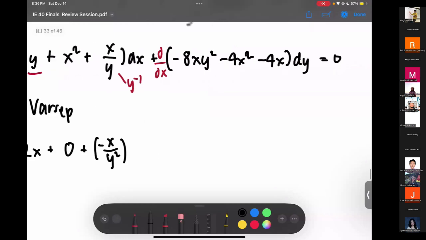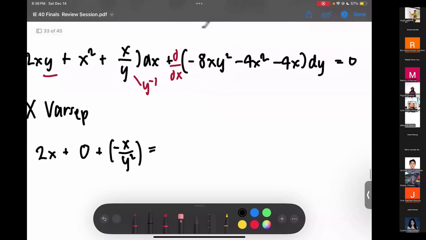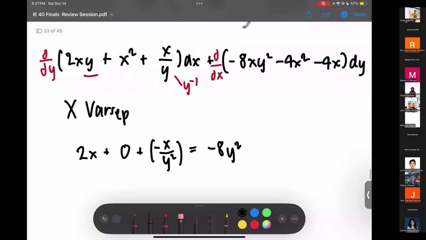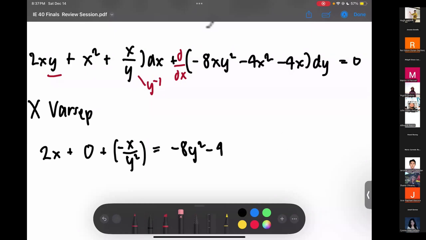Yung kabila naman is equal to, so dx nito is negative 8y squared. So already, you can see na it's negative 8x. You can already see na it's veering off significantly. It's 8y squared minus 8x minus 4. Diyan, layo. So it's not exact.